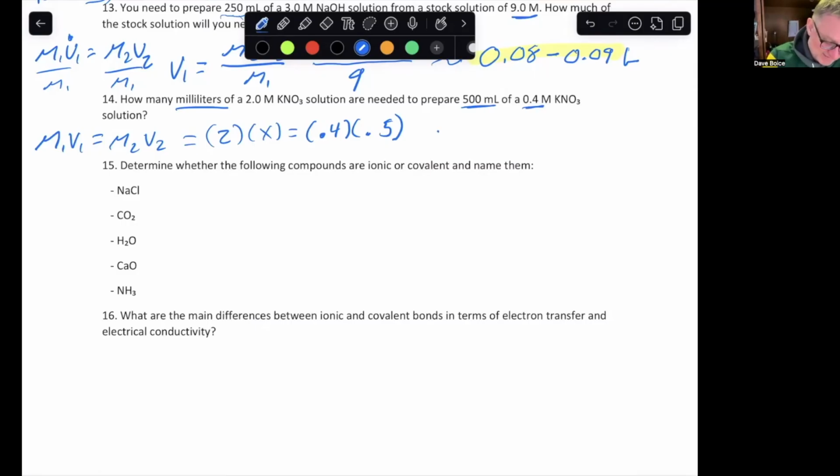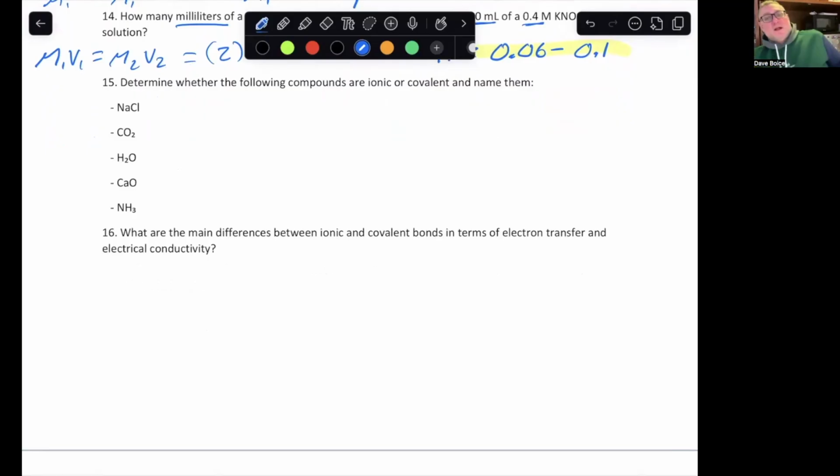And so X is going to equal somewhere around 0.06 to 0.1. So right about there. 0.01, of course, would be like 100 milliliters. Whew, okay, on to something new.